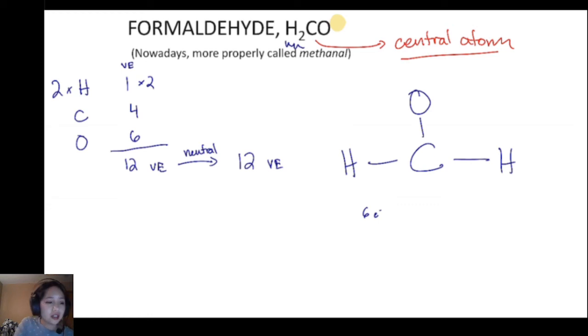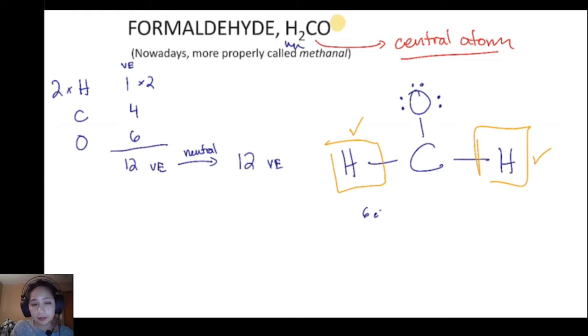Also, these hydrogens already have their octets fulfilled, so we don't have to add anything else to hydrogen. They're already happy. So we're going to place the remaining electrons on oxygen to fill its octet. So we have 6 electrons left: 1, 2, 3, 4, 5, 6. So now oxygen's octet is fulfilled.